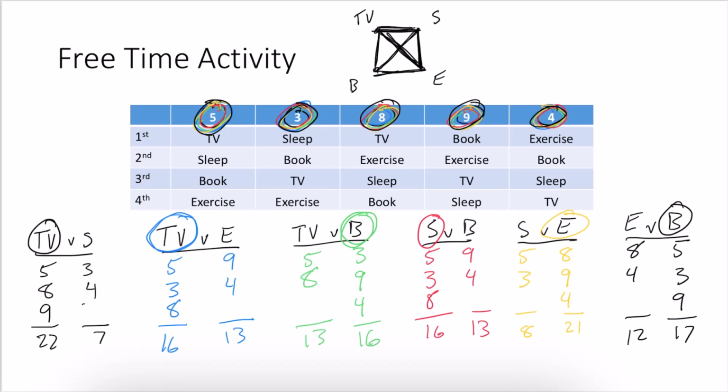So to find the overall winner, we're going to list out all of our options. So we have TV, sleeping, reading a book, and exercising. And out of all of the pairs, TV won 2 of the pairs, sleeping won 1 of the pairs, reading a book won 2 of the pairs, and exercising won 1 of the pairs. And so this would be an example of one where the final answer is a tie, because both TV and reading a book both won 2 of the pairs in our pairwise comparison. And so that's how you would do this example.